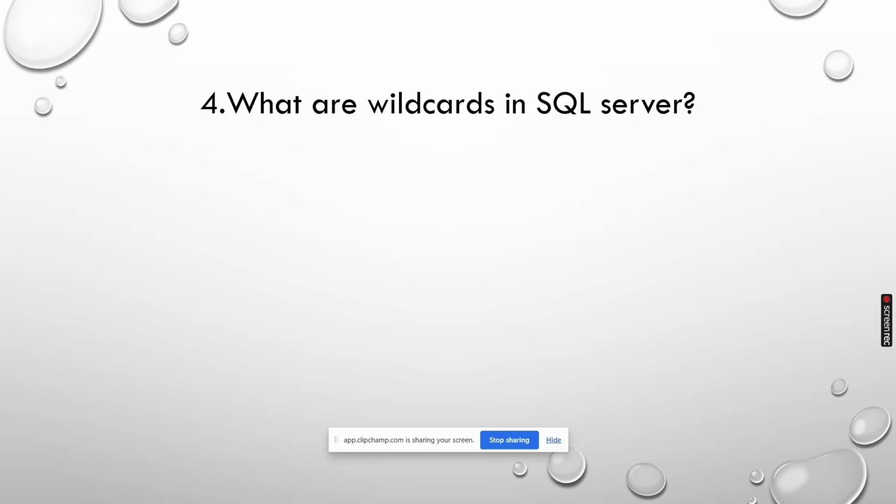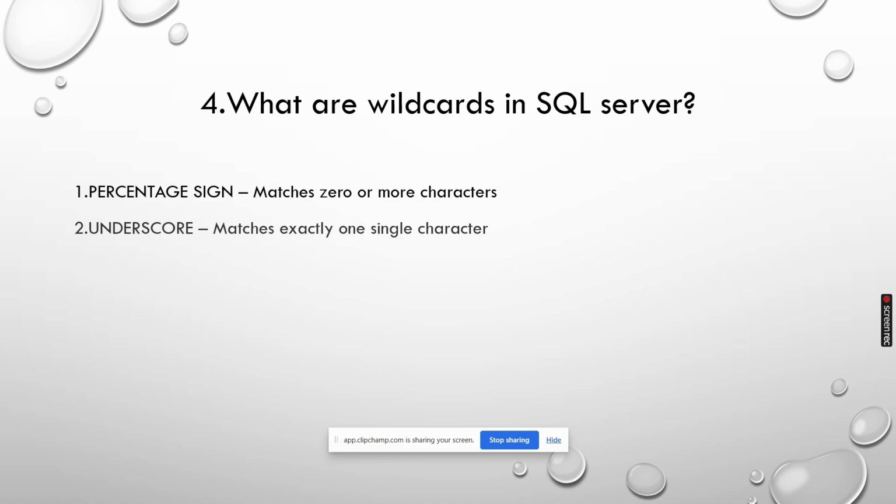So what are wildcards in SQL Server? Wildcards in SQL Server are special characters you use in pattern matching, mainly with the LIKE operator, to search for data that matches a pattern rather than the exact value. For example, the percentage sign basically matches zero or more characters. The next one is underscore. It matches exactly one single character.